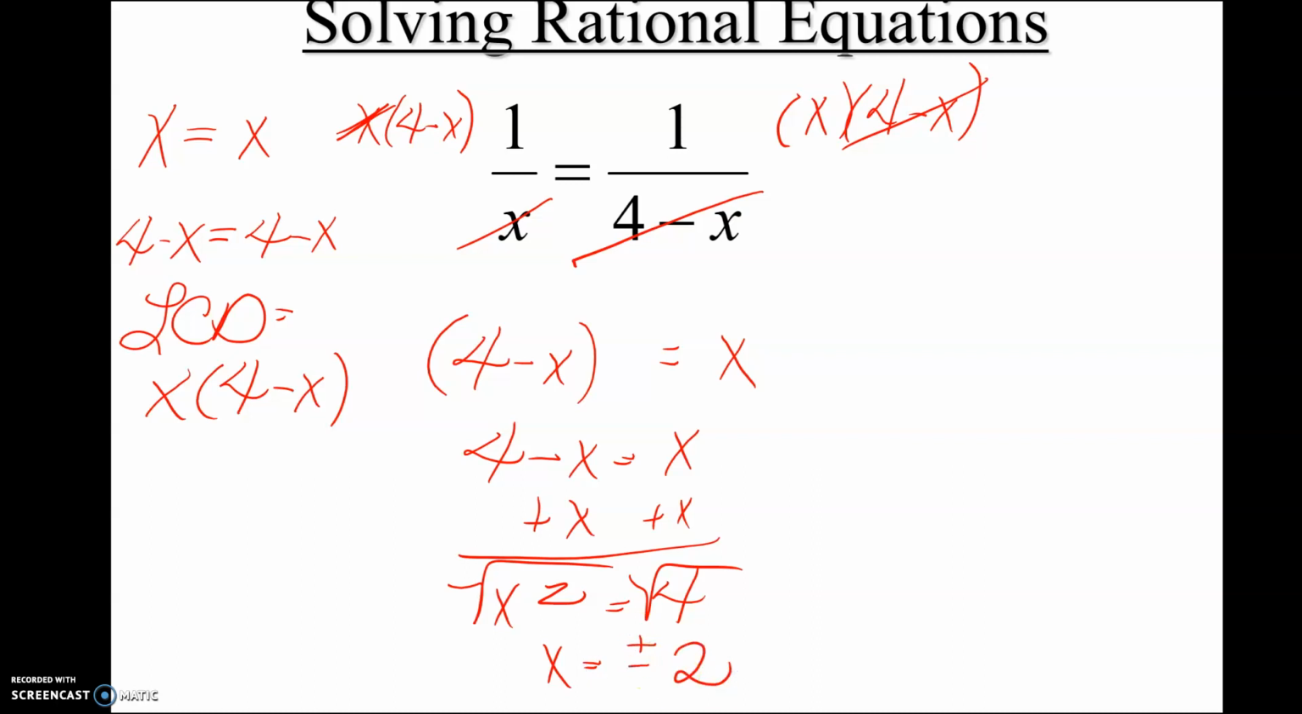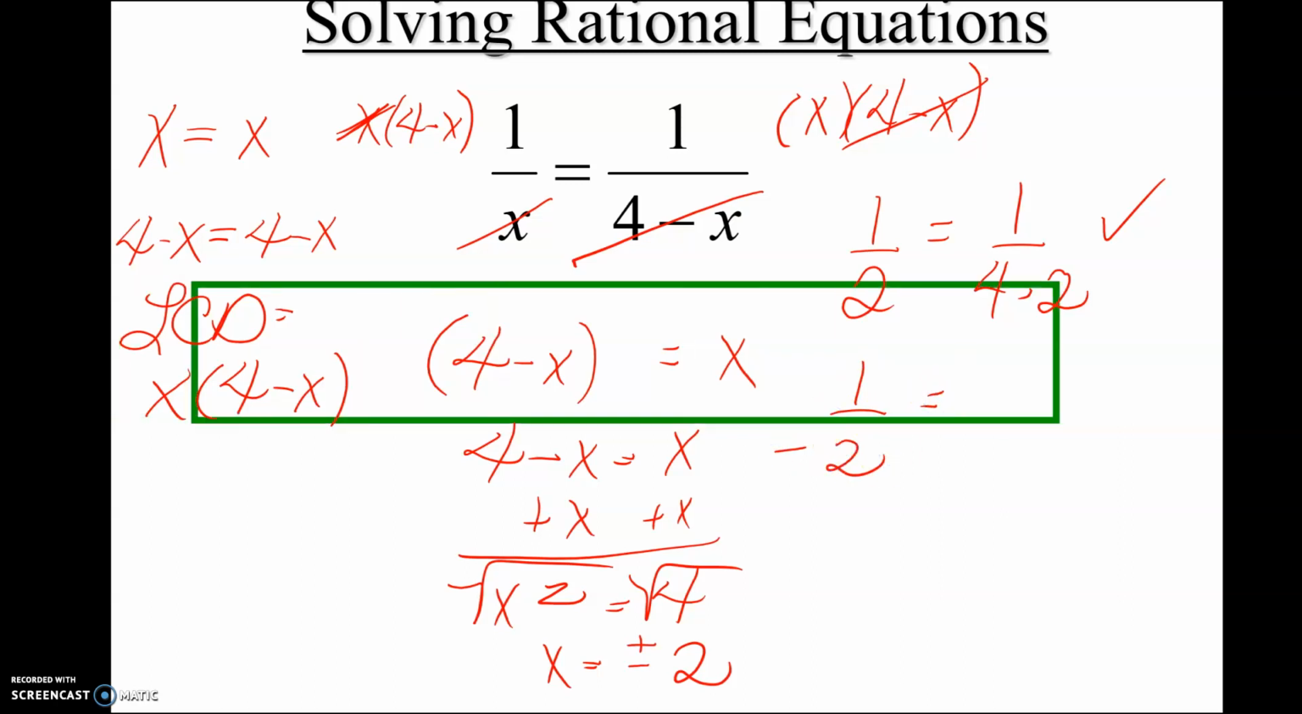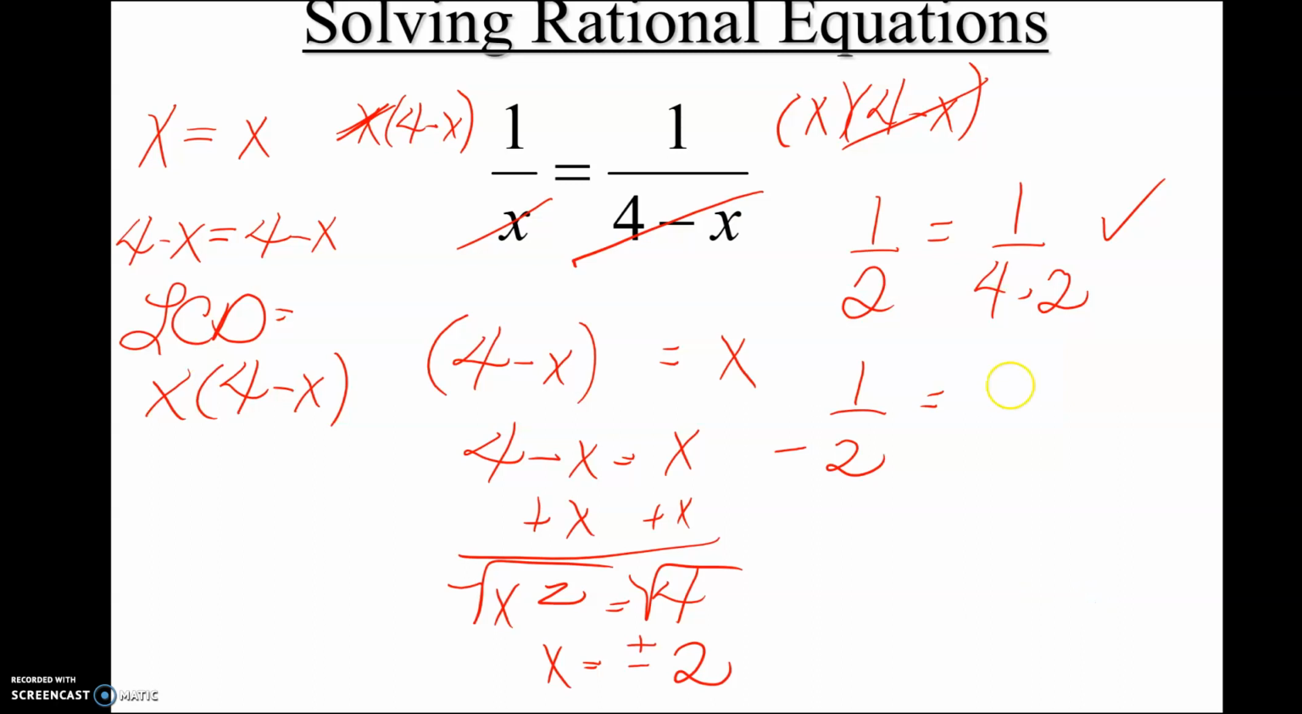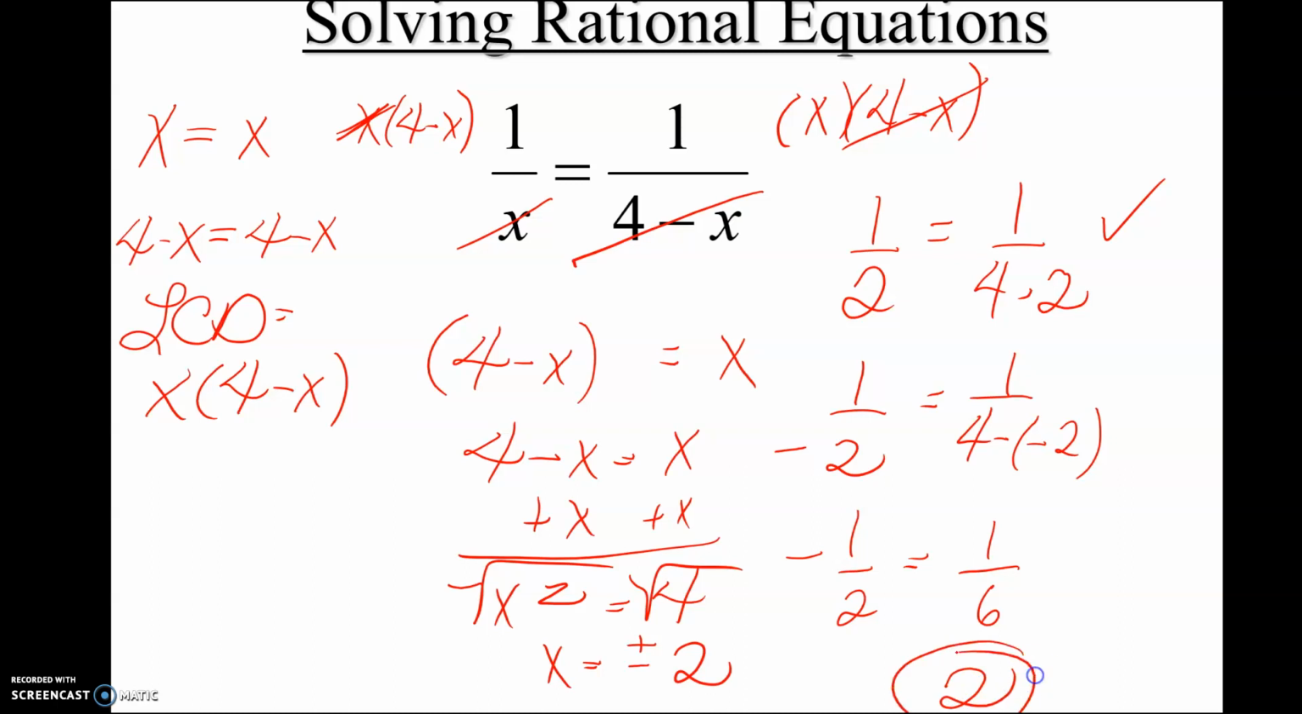And then if I plug that in and put a 2 in there, 1 over 2, does that equal 1 over 4 minus 2? Yes. And if I plug in a negative 2, 1 over negative 2, does that equal 1 over 4 minus a negative 2? So negative 1 over 2, does that equal 1 over 6? No, so the negative 2 won't work, so my answer is just 2 instead of positive and negative 2.